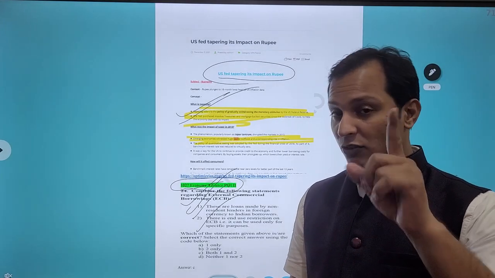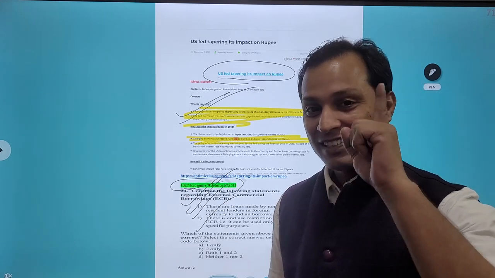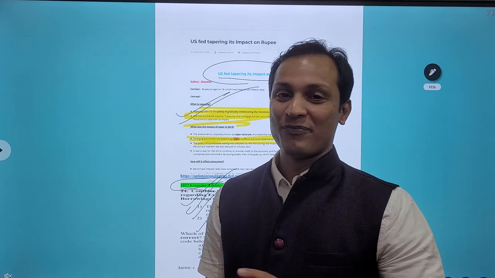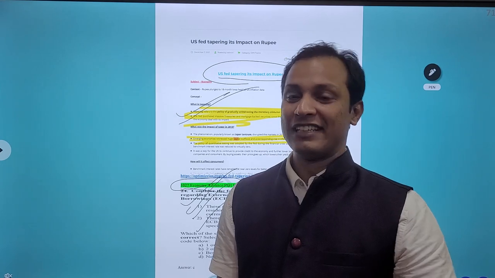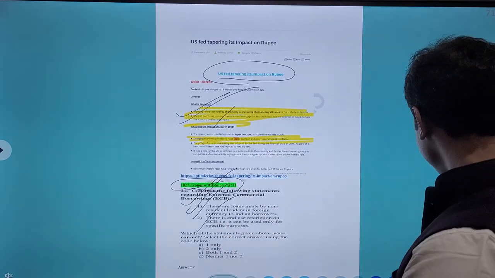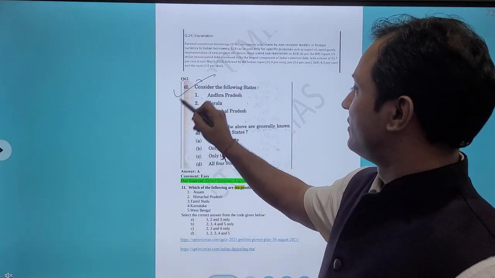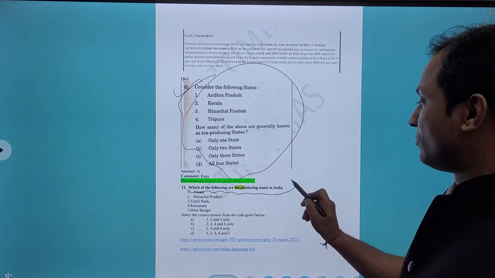See, in economy, I tell you, last year also I predicted that all the questions came from the lecture test, NCERT, Advanced and Optima. This year also, all the economic questions, all, I say all means all, everything came, you can see here. Okay, next, you see this: consider the following states, tea producing. Which of the following states is tea producing in India?